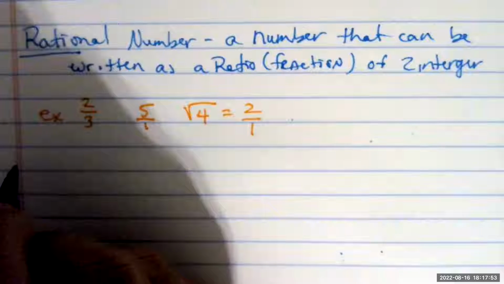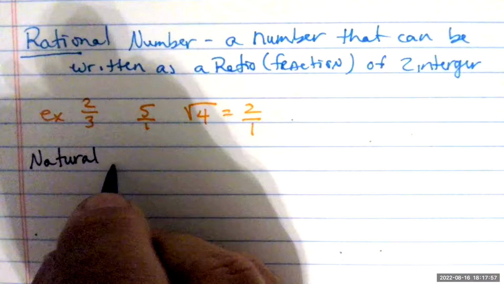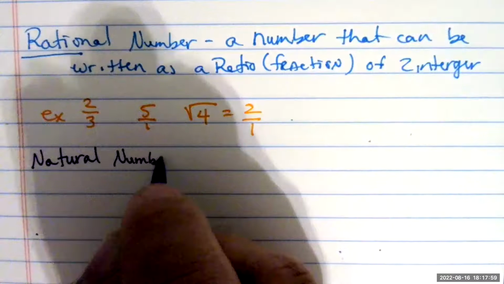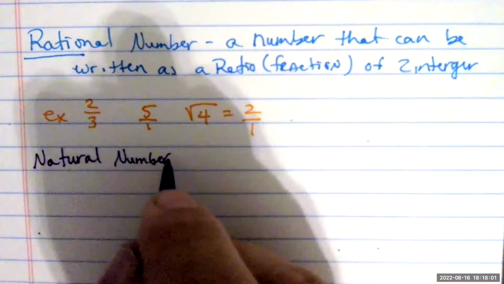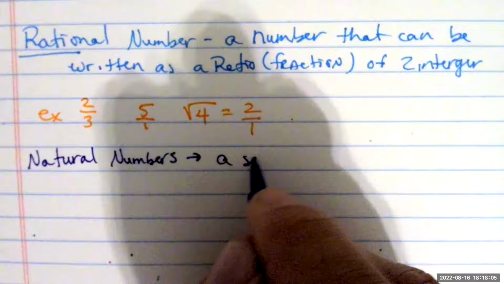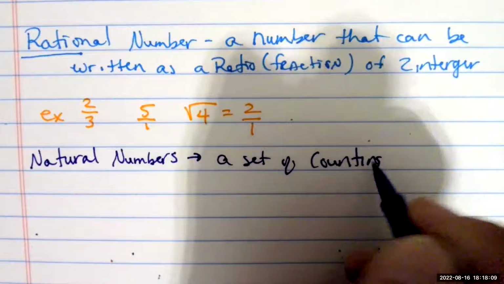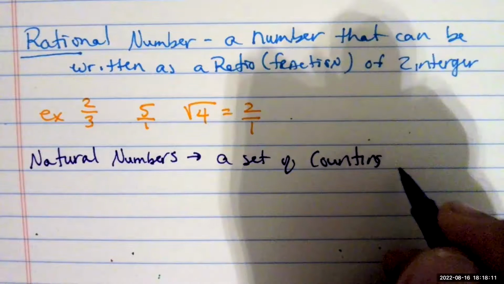The first one we're going to talk about is a natural number. A natural number, or numbers. All right, so here's the definition. It's a set of counting numbers. That's all it is. It's a set of counting numbers.